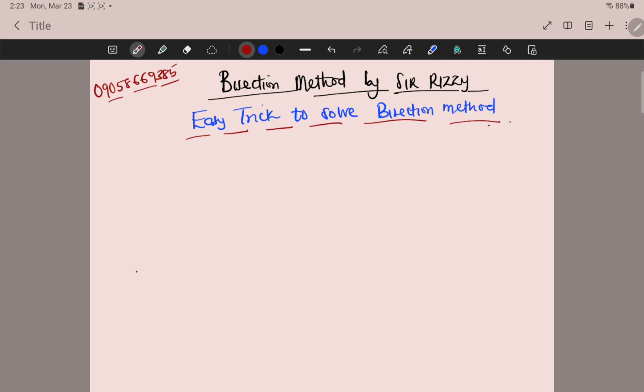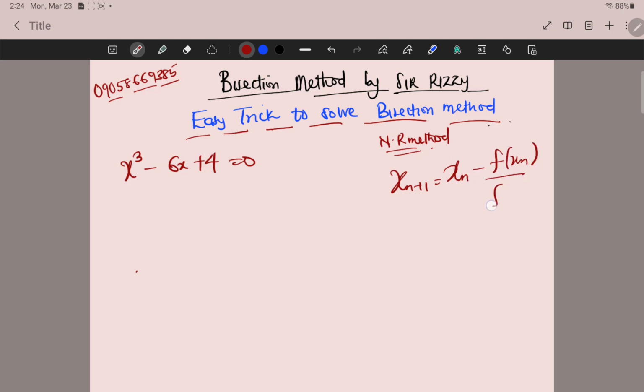All right, this is numerical analysis. We want to solve that same question. How many of you remember that question yesterday? We're trying to solve this question: x raised to the power of 3 minus 6x plus 4 is equal to 0. Remember yesterday I used the Newton-Raphson's method to solve this problem, where x_{n+1} is equal to x_n minus f(x_n) divided by the differential f prime of x_n.